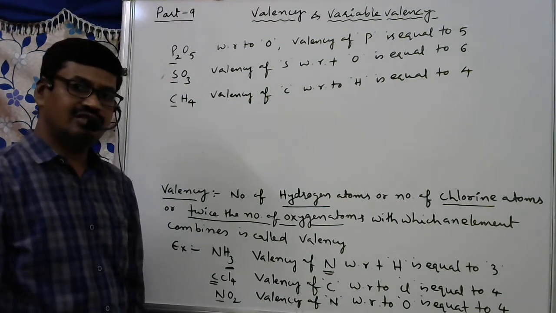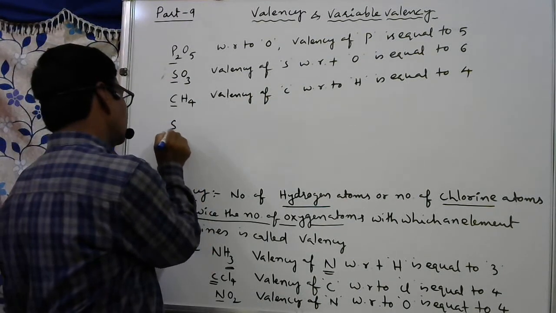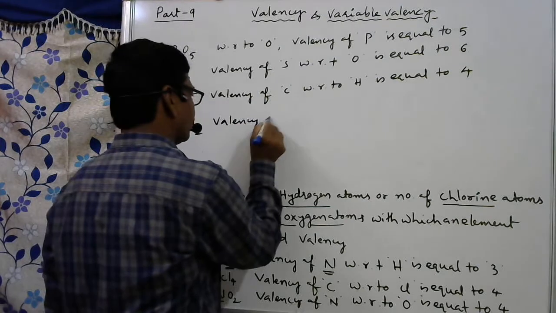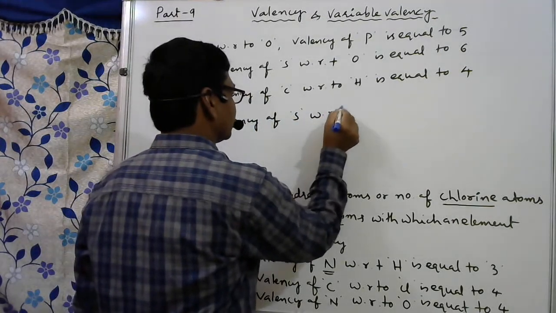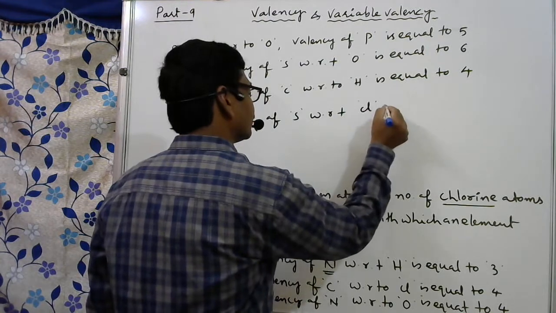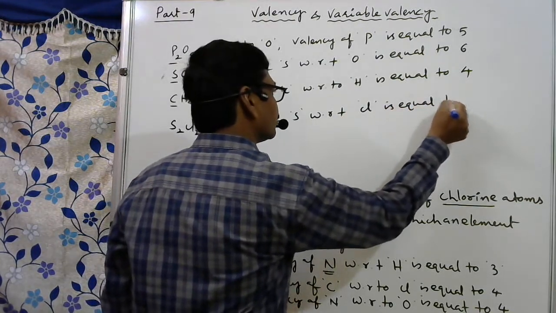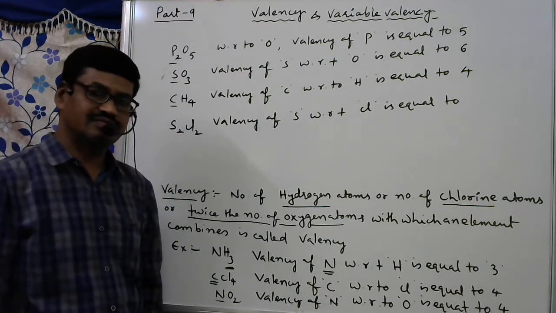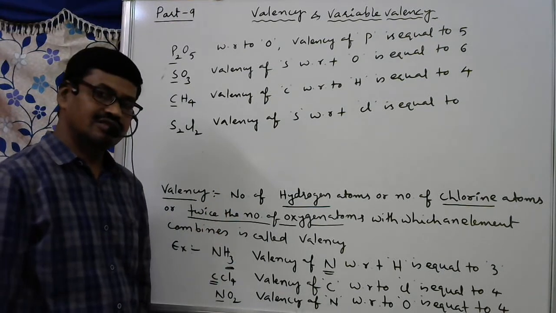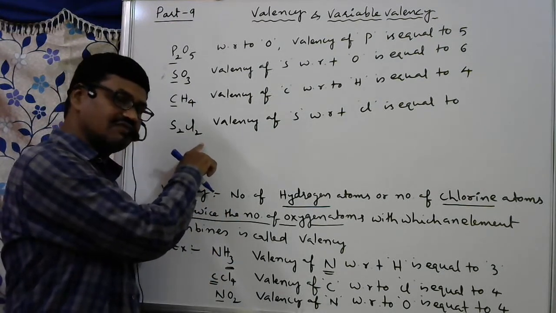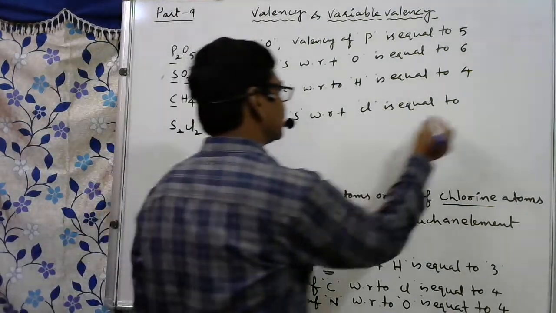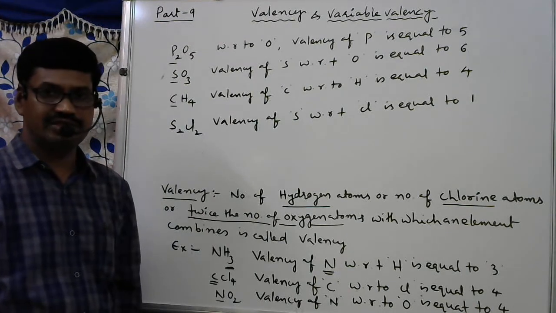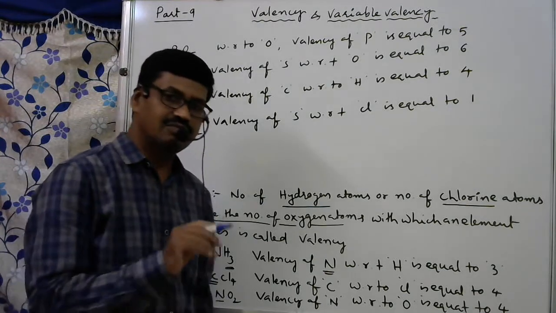Similarly, we have different compounds. Here I am taking S2Cl2. So I need the valency of sulfur now. Valency of sulfur with respect to chlorine: 2 sulfurs are there, then 2 chlorines are there. For 2 sulfurs, 2 is the valency, because the number of chlorine atoms is 2, but this 2 is the valency for 2 sulfurs. So for 1 sulfur, it is 1. Like this, you can find the valency of different elements. So I have given two definitions. One is the simple definition, combining capacity.